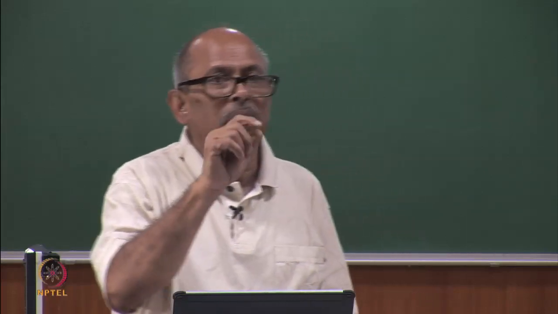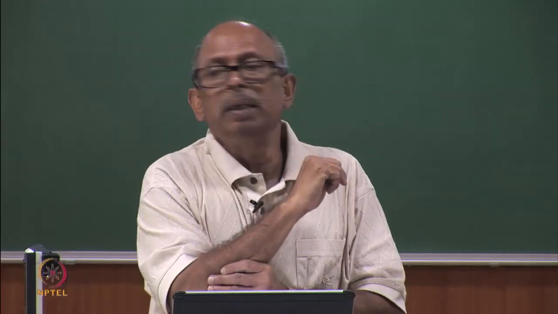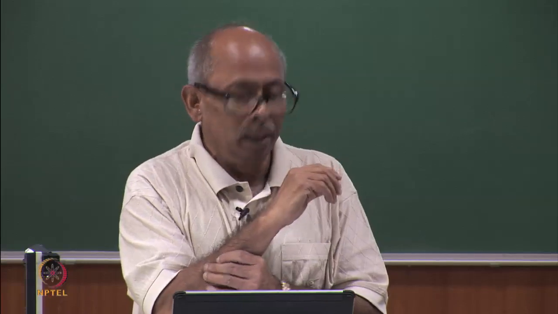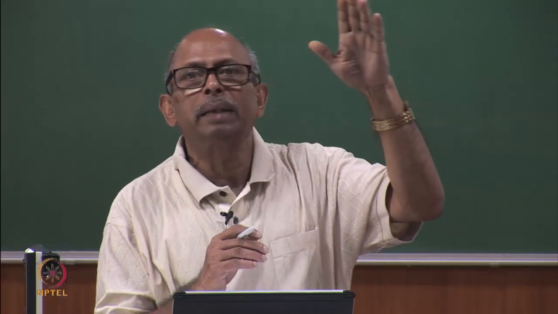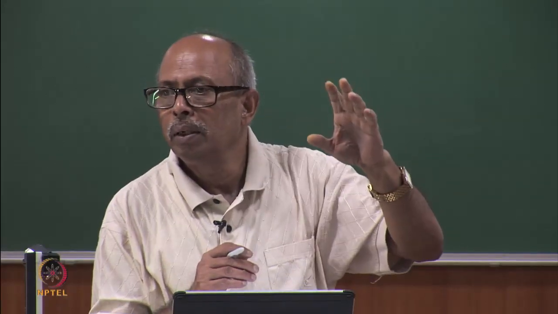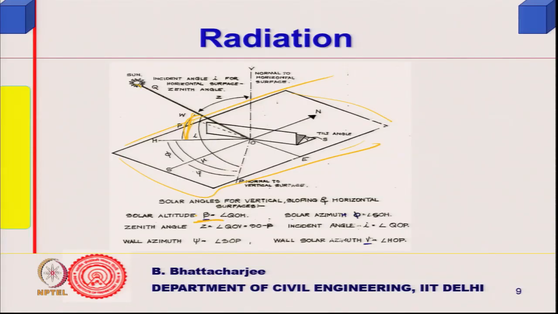For example, I can define the position of the sun in the sky vault by two angles. One is called an azimuth angle, the other is the altitude angle. Now, what is an altitude angle? I think this diagram gives you. For example, this is the sun, this is my vertical surface, and this is the horizontal plane. This angle is the altitude angle of the sun. If I take the sun's projection onto the horizontal plane, the angle the sun's rays make with its projection, we call it the altitude angle. I am denoting it here by beta.